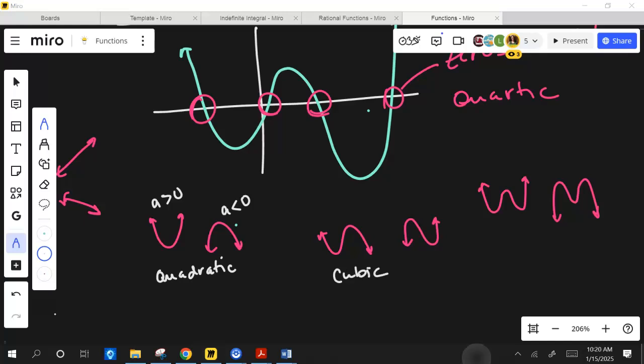Cubic. This one is when the leading coefficient is negative. This one is when the leading coefficient is positive. Up to the right is positive. So if on the right side you go up, then that means it's positive. This side, the right side goes down, so it's negative. Okay. This is your quartic. Both ends going up is positive. Both ends going down is negative.